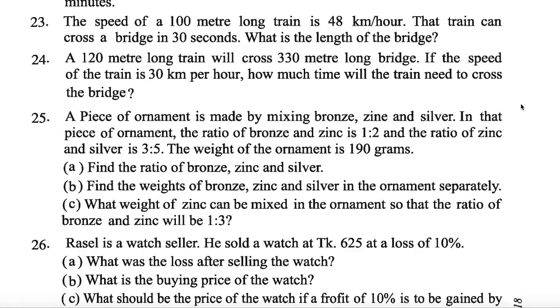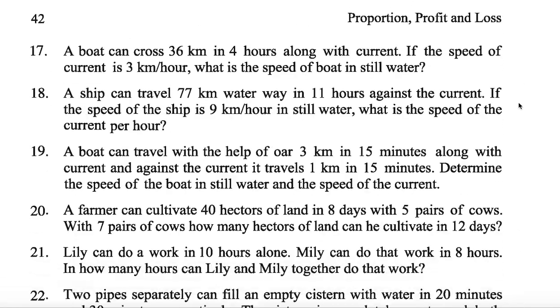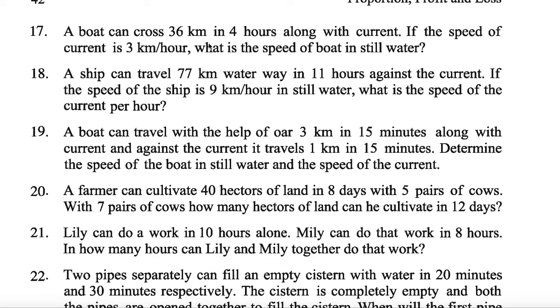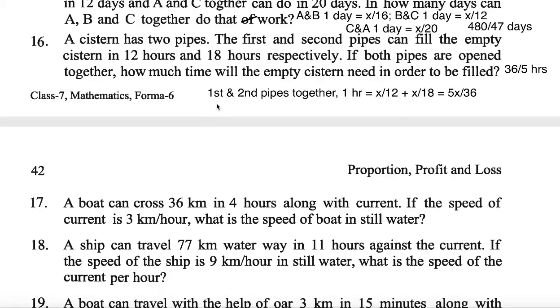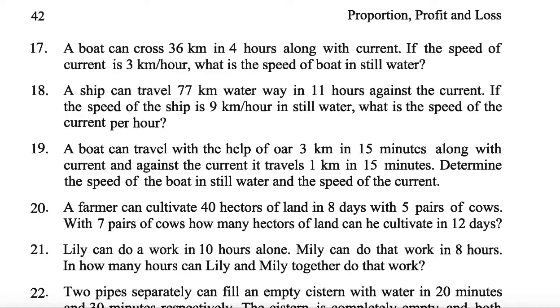There are still plenty of problems left. Okay, let's see. A boat can cross 36 km in 4 hours along with the current. If the speed of the current is 3 km per hour, what is the speed of the boat in still water? Now, what we have to do? We have to frame an equation.